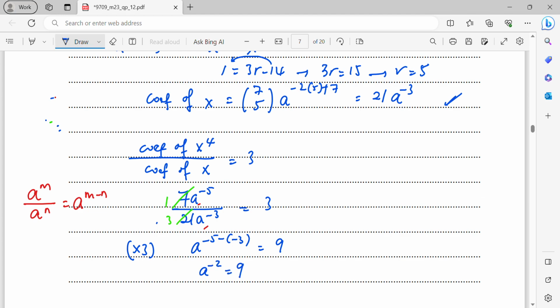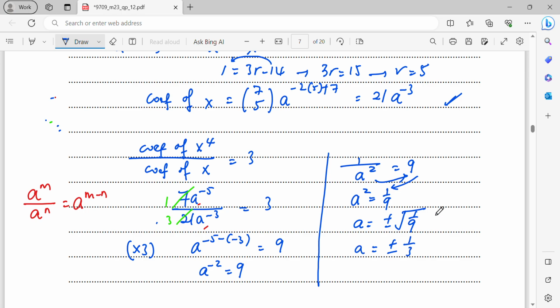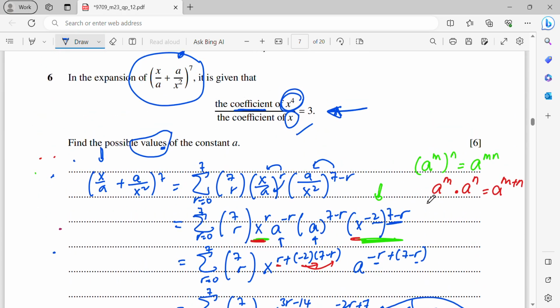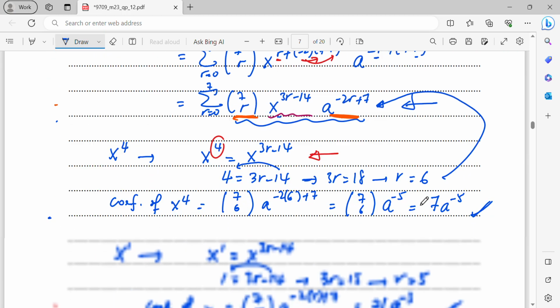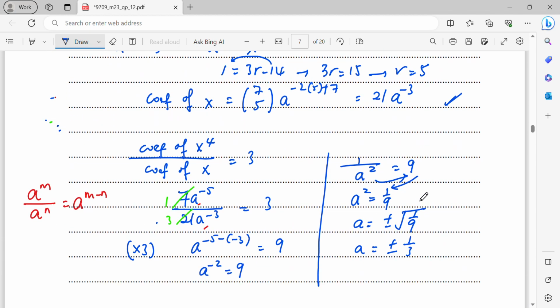Okay, so a to the power negative 2 is basically 1 over a squared, which is 9. So I will just move up the a squared and move down the 9. So I will get a squared is 1 over 9. Therefore, my a is going to be plus minus the square root of 1 over 9, which means you'll be getting plus minus 1 over 3. So when you refer to the question here, it mentions possible values of a. You are expected to give more than one a value, and hence here I'm getting 2 a values.